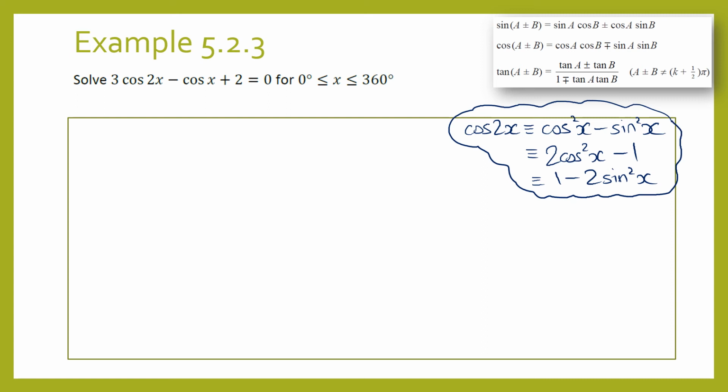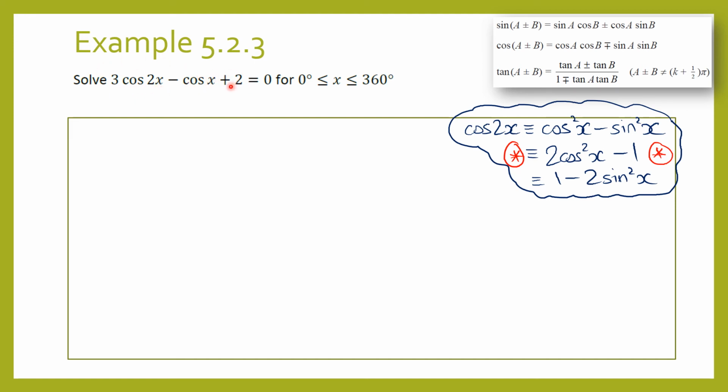So 3 cos 2x, take away cos x plus 2 equals 0. Have a think which of those three versions will be the best one to use right now. Okay, I hope you came to the conclusion 2 cos squared x take away 1. If you can't see why that's the one to use, then it's to do with what else is in the equation, and that's this cos x. We're not going to be changing that. We are going to be changing the cos 2x, but everything else is going to stay the same at the moment.